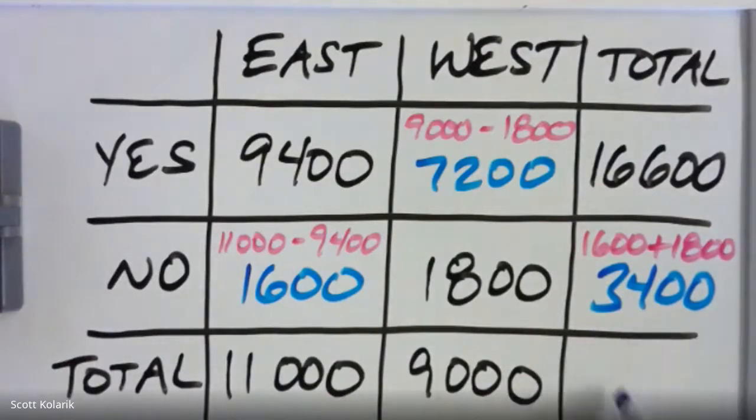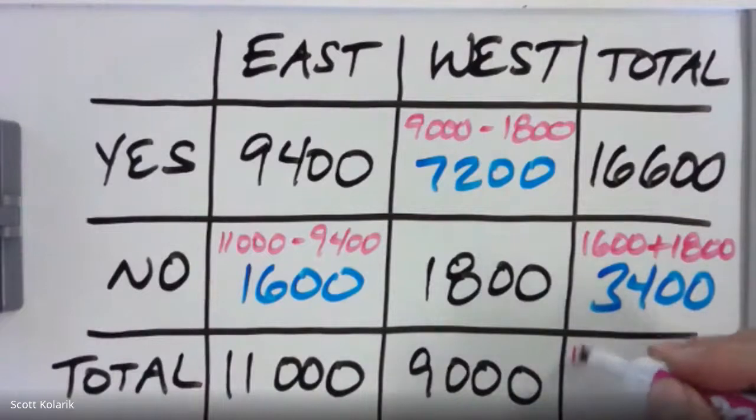Now, for this box, I have a couple options. I could add up the numbers in this column. I could add up the numbers in this row. It doesn't really matter, but I should get the same result. Well, I'll just go ahead and add up the row.